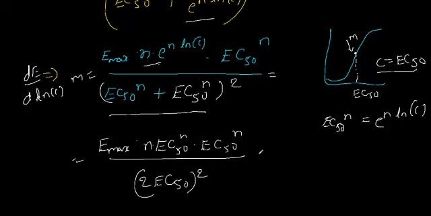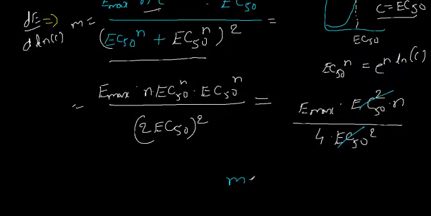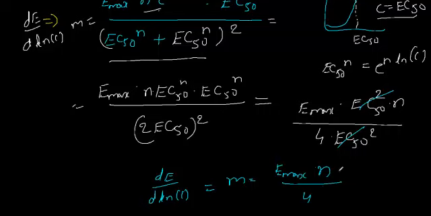So what will happen? This is nothing but e max over EC50 times n, this n I just got at the end, EC50 whole square divided by 4 times EC50 whole square. So this square gets cancelled, then I'm left with the slope, or dE over d ln of c is the slope, right? Is nothing but e max times n over 4, right?